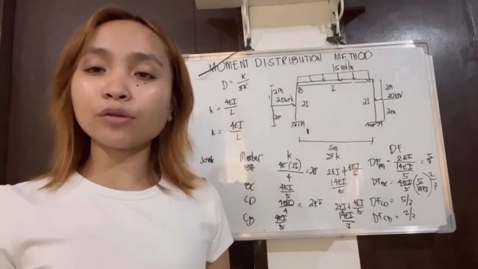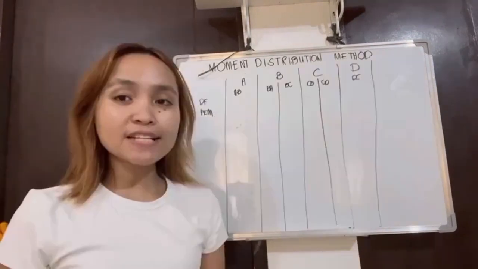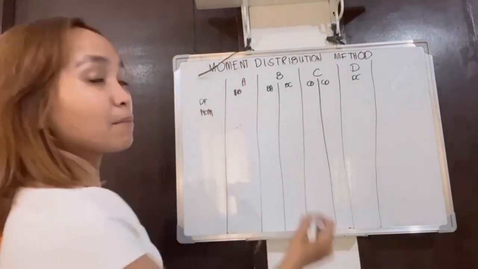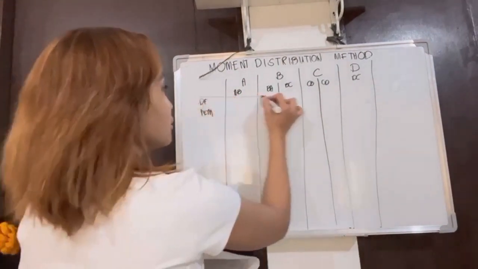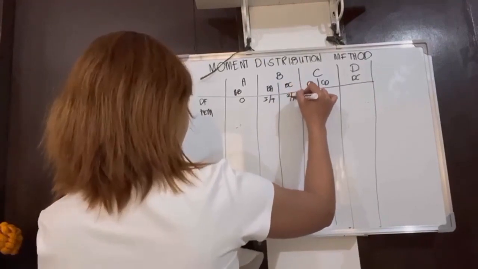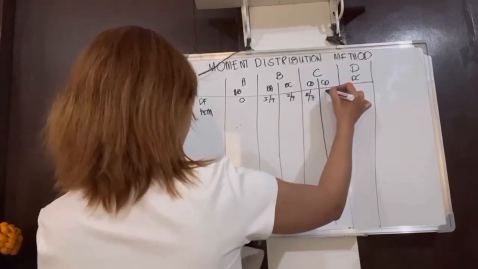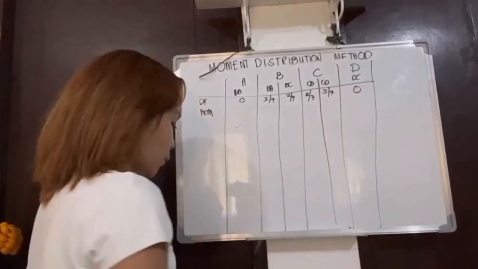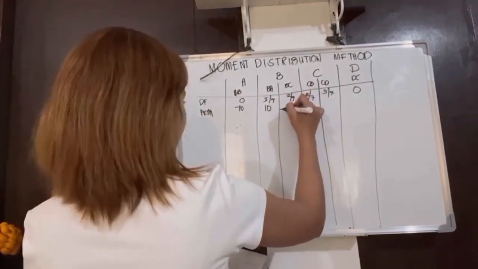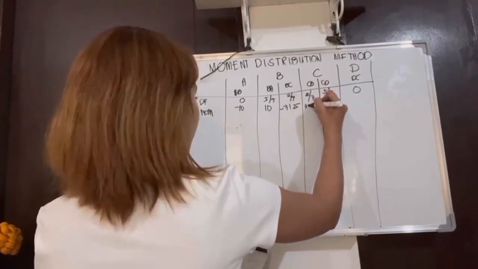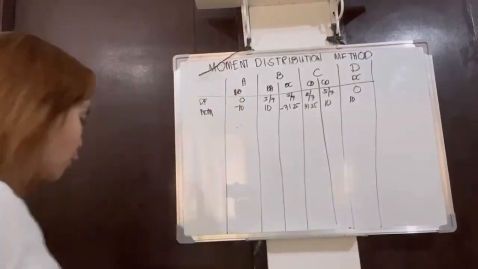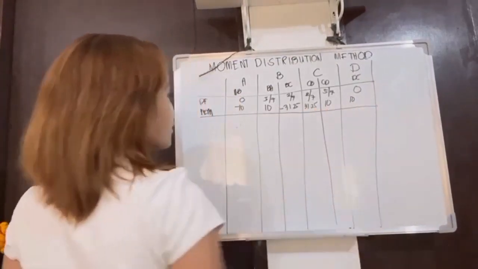Since we now know the values of our fixed end moments and distribution factors, we move on to the table. We just substitute them here so we can make the table for the carry over moment. Here is 0, BA is 5 over 7, BC is 2 over 7, CB is 2 over 7, CD is 5 over 7, and DC is 0. For the fixed end moments earlier, AB is negative 10, BA is 10, BC is negative 31.25, CB is 31.25, CD is negative 10, and lastly DC is 10. So, for our first distribution, first we multiply.